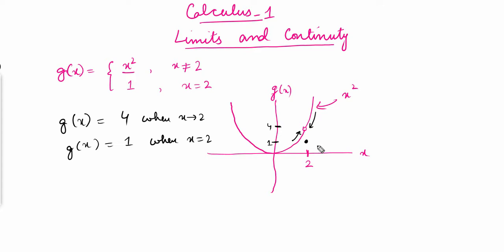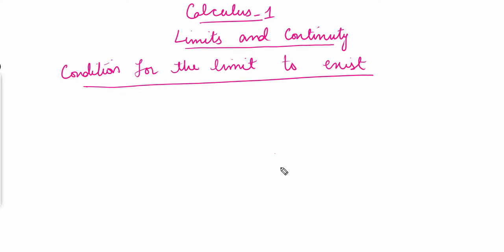Now the next subtopic that we have to discuss for the limit, we will see what is the condition for which the limit exists and what are the conditions for which the limit does not exist. So for that purpose, I'll just make a graph and I'll see whether the limit exists or not. So we have to discuss the condition for the limit to exist.